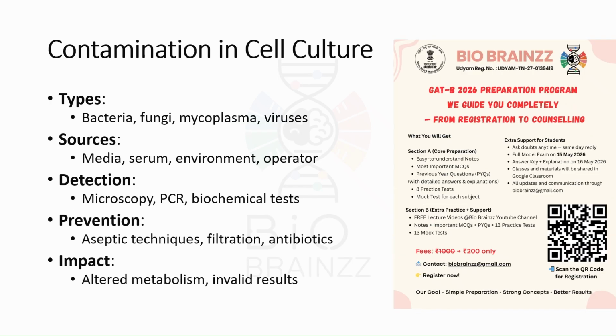Contamination is a major problem in animal cell culture. It can be caused by bacteria, fungi, mycoplasma, and viruses. These contaminants can enter from media, serum, environment, or even from the person handling the culture. Contamination affects cell growth and can give wrong experimental results.